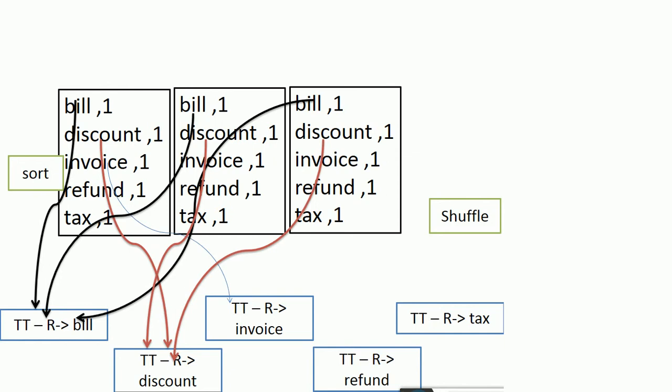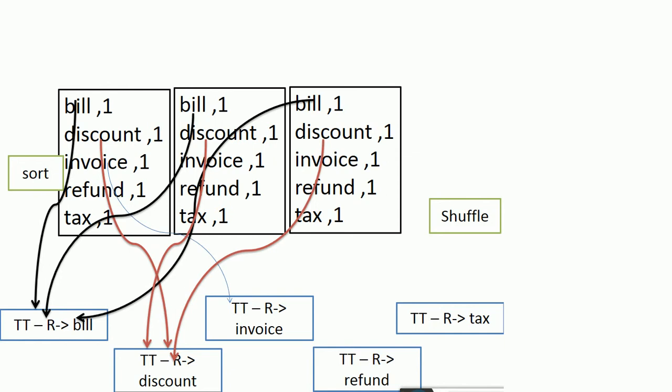Your keys are bill, tax, invoice, refund. Bill is one, discount is another, invoice is another, refund is another, tax is another. Bill is repeated, discount is repeated. So in total you have 5 unique keys. If a key is repeated, it will be considered for the reducer already allocated for it. So we will have a reducer for bill, for discount, for invoice, for refund and for tax. Altogether 5 reduce tasks will be there.